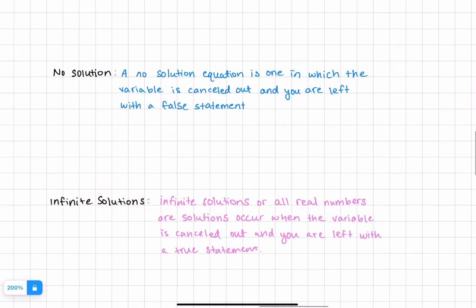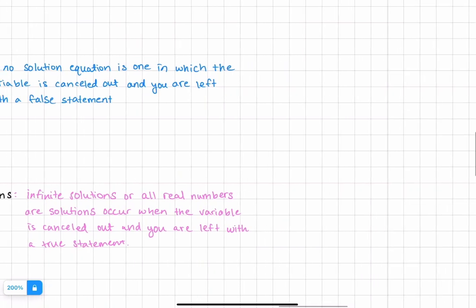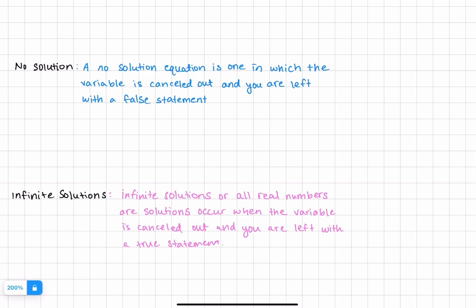Great. So now let's look at some examples of these. Let's look at an example for no solution. Let's say we have the equation -3 times 1 minus 10p equals 30p minus 36. First off, I'm going to distribute the -3. So that would be -3 plus 30p equals 30p minus 36.